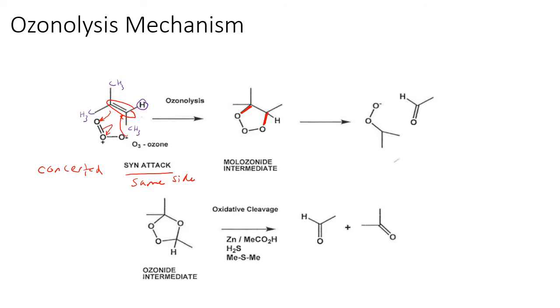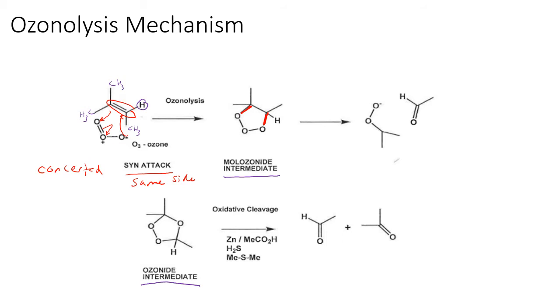This first intermediate that we formed is a rather unstable intermediate. It's called the molozonide intermediate. And this guy wants to undergo rearrangement into the more stable ozonide intermediate.